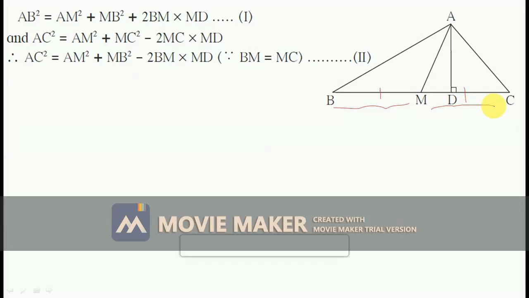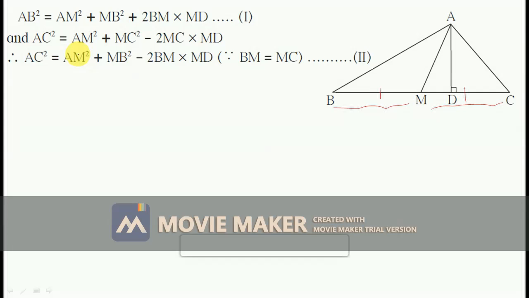Therefore, we can write here AC square equal to AM square plus MB square minus 2. Instead of MC, we can write BM into MD. Okay, it is the second equation.